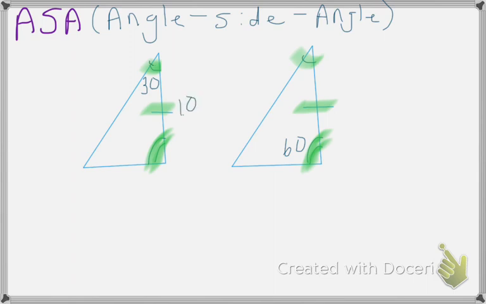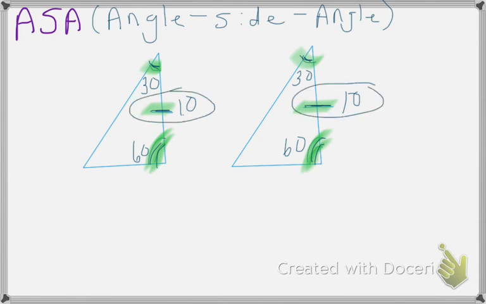Because this one has 1, we go to this one that has 1, and this is also 30. This has 1, this has 1, so that's 10. And this one has 2 of them, so does this, so this is 60. That's angle, side, angle. Real quick, just remember that the side has to be between two angles, okay? That's the important part.